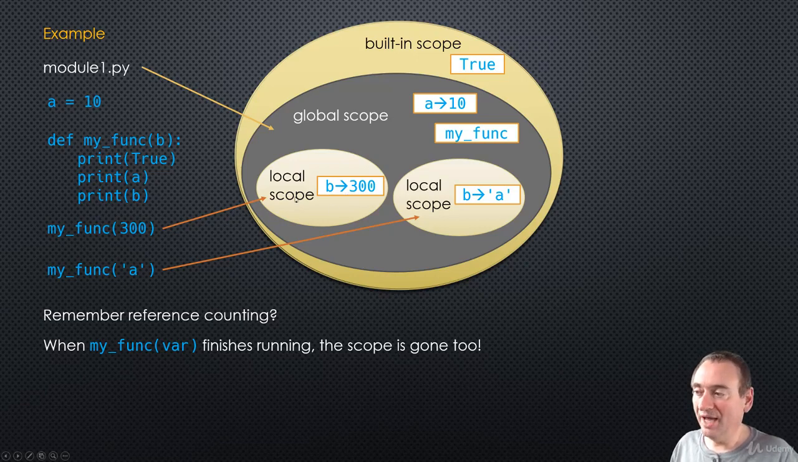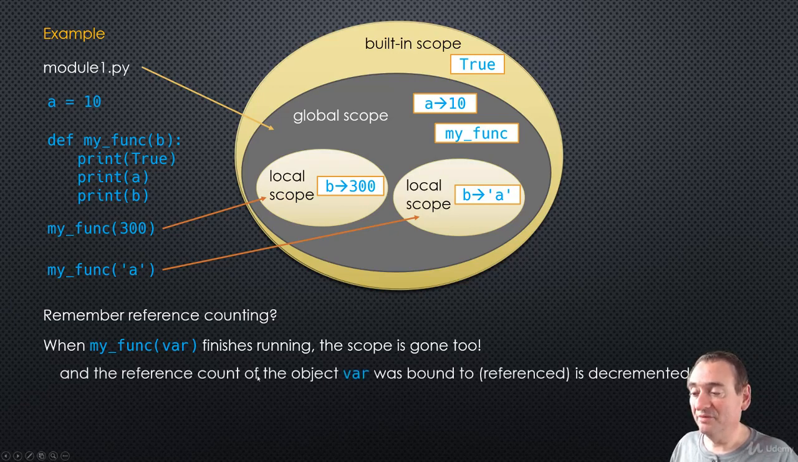So whenever you run myfunc 300, well, this 300 object, if it doesn't already exist, gets created, and its reference is incremented by 1. So now it has a reference count of 1. But maybe it already existed, and then it just increases the reference count and points B to it. But as soon as myfunc finishes running, the scope is destroyed, and the reference count for that object is decreased by 1. And then potentially we have garbage collection and memory management that happens.